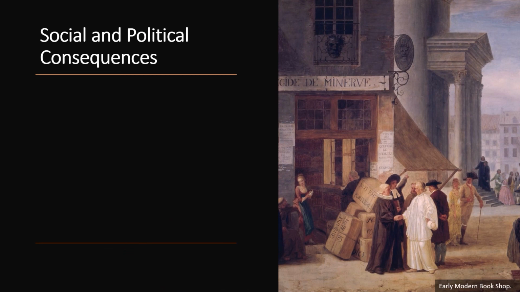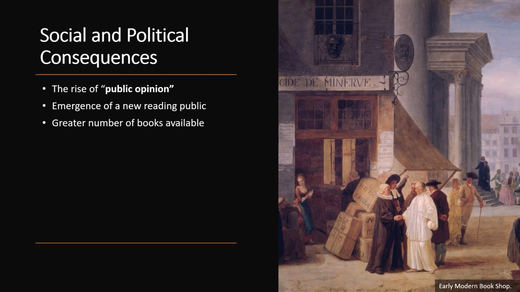Now, there are so many social and political consequences of the Enlightenment, but one of the most important, I think, is the rise of this concept called public opinion. The idea that governments should care about public opinion, that they should be responsive to public opinion, is really an idea born out of the Enlightenment. And it happens because there is now this emergence of a new reading public. More and more people are literate than ever before. There's a greater number of books available. There are now newspapers, magazines, and pamphlets, which are all being sold. This fundamentally is a shift that is happening at the societal level that is a result of the Enlightenment.